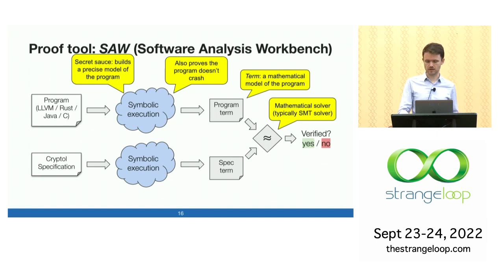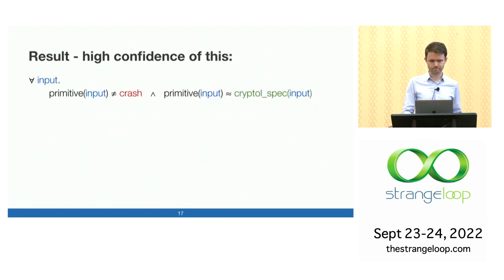Or it tells us that there's a bug. Of course, the other thing that can happen is it can time out. This is never very edifying if it happens, but it's part of the problem of doing proofs. So the results of these proofs are a really high confidence of this property: for all of the inputs, the primitive that we were looking at doesn't crash, and the primitive produces the same output as the Cryptol specification.